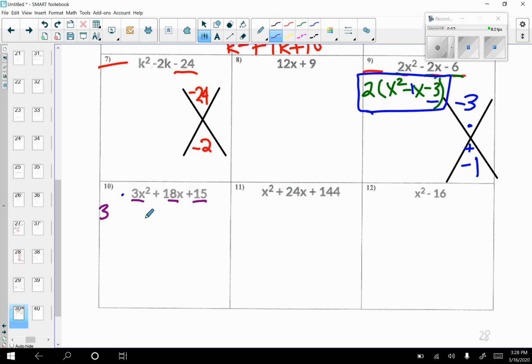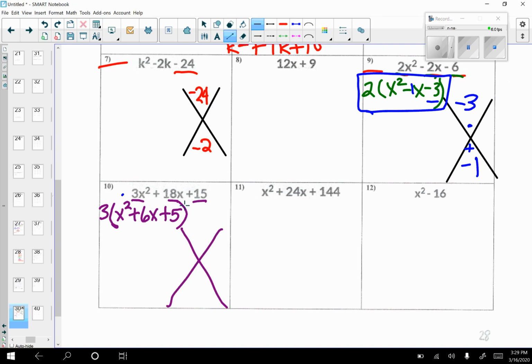Why can't I take out an X, Miss Cullen? Because there's no X here. You can only take it out if it's in every term. So 3 is in every term, so I can divide 3 from every term. I'm left with x squared plus 6x plus 5. Once I get here, I'm going to check for my X method and see if my puzzle works.